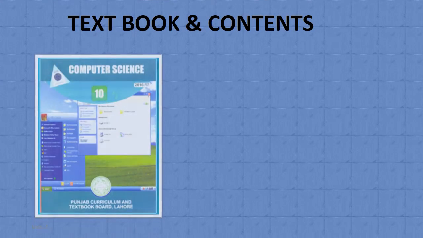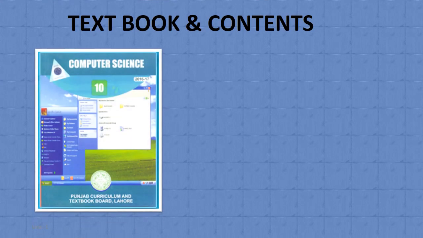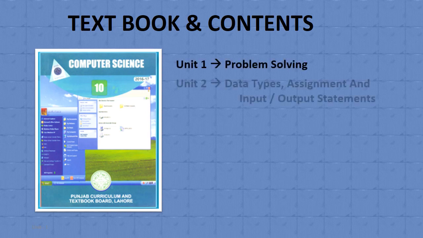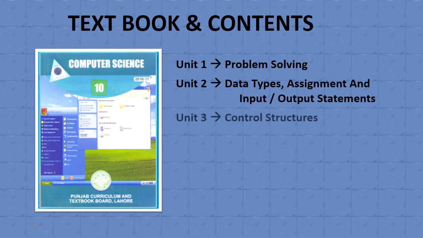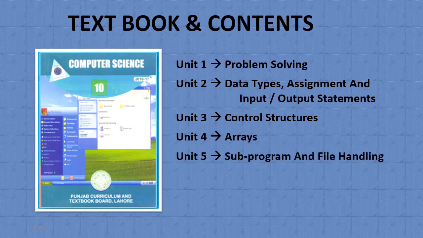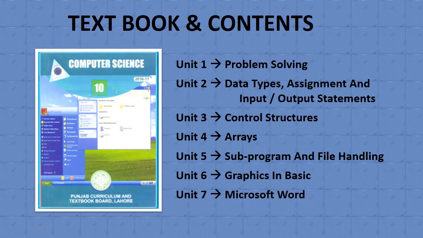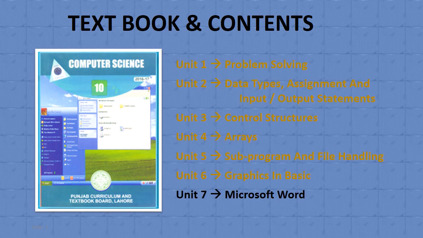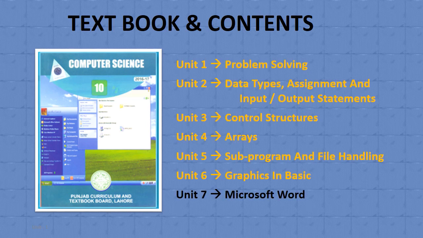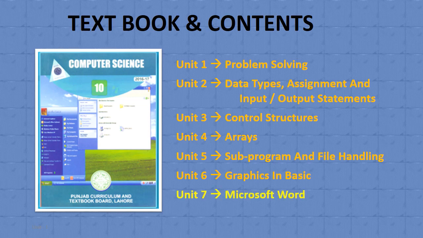Let's have a look at your textbook. It has total 7 units. Unit number 1 is problem solving. Second one is data types, assignment and input-output statements. Third one is control structures. Fourth is arrays. Fifth is subprogram and file handling. Sixth is graphics. And seventh one is Microsoft Word. The first 6 units are all about programming and the 7th one is a word processor.